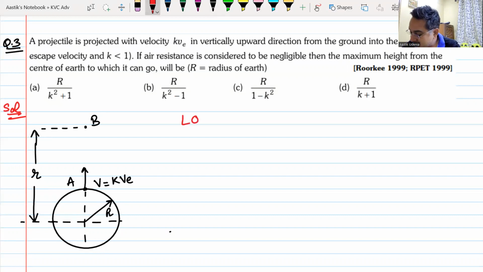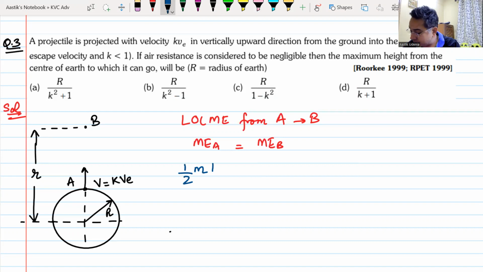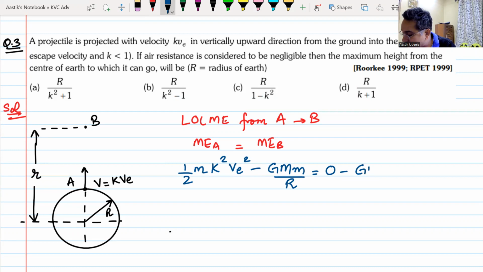I will just apply energy conservation from point A to point B. Mechanical energy at point A should be equal to mechanical energy at point B. The kinetic energy at point A is half m into v square, where v square is k square into Ve square, plus the potential energy at point A, which is minus GMm by R. That must be equal to kinetic energy at point B. It is not going to go any further, so kinetic energy is 0, minus GMm by small r.